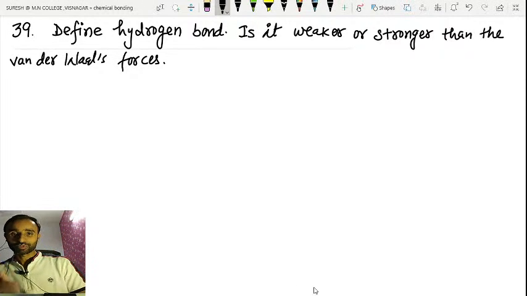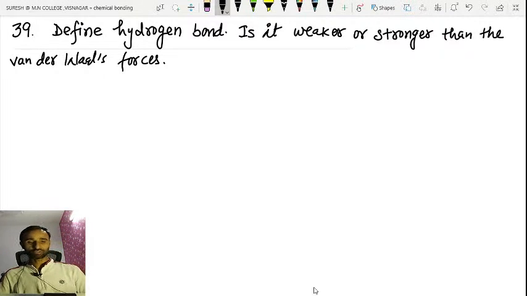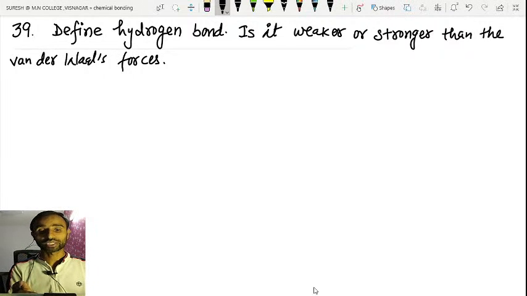Yes, this part also we have covered. Even in states of matter, this part is there. Intermolecular forces, on the first lecture only of states of matter. Define hydrogen bond. And last topic of this chapter.